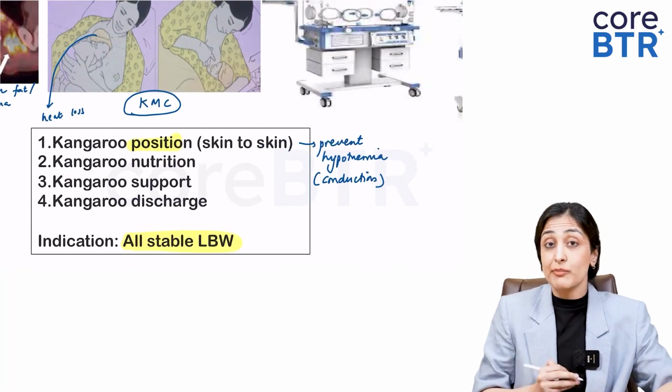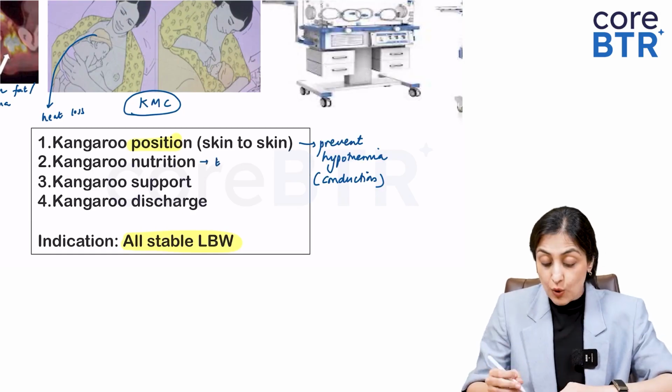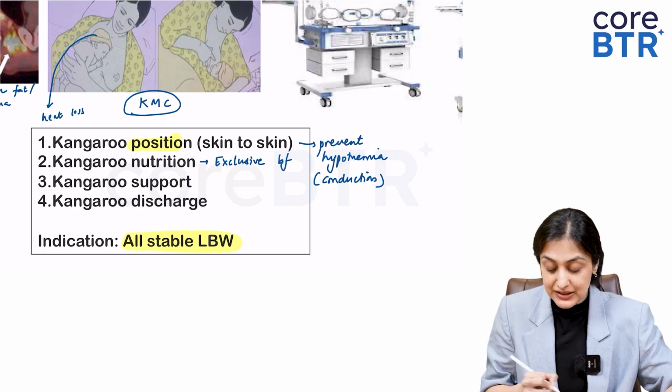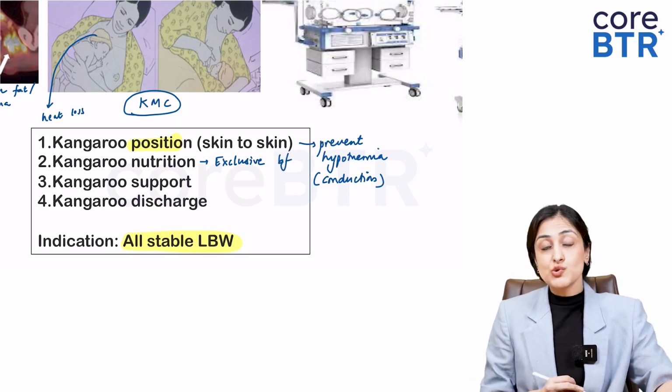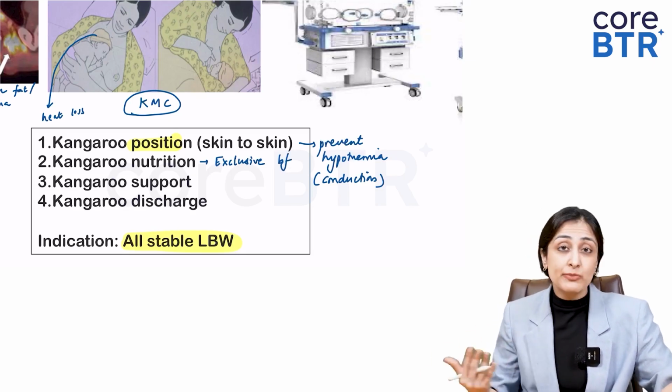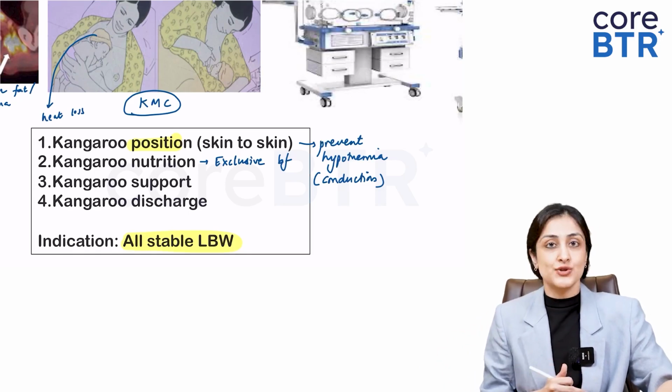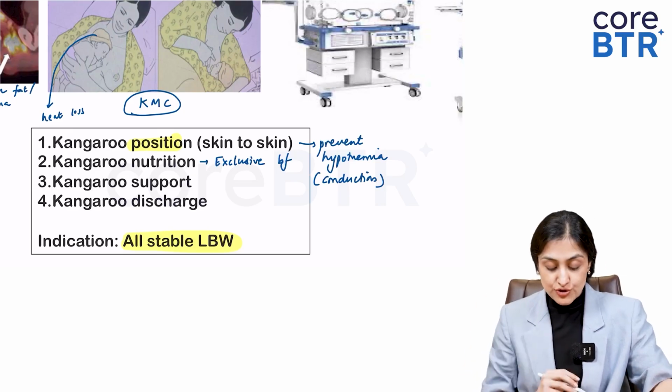Kangaroo nutrition. The mother and baby are very close, so this also promotes breastfeeding. Exclusive breastfeeding, multiple advantages, right? This is what will prevent malnutrition, hypoglycemia, and so many other complications, necrotizing enterocolitis. So that's the advantage of kangaroo nutrition.